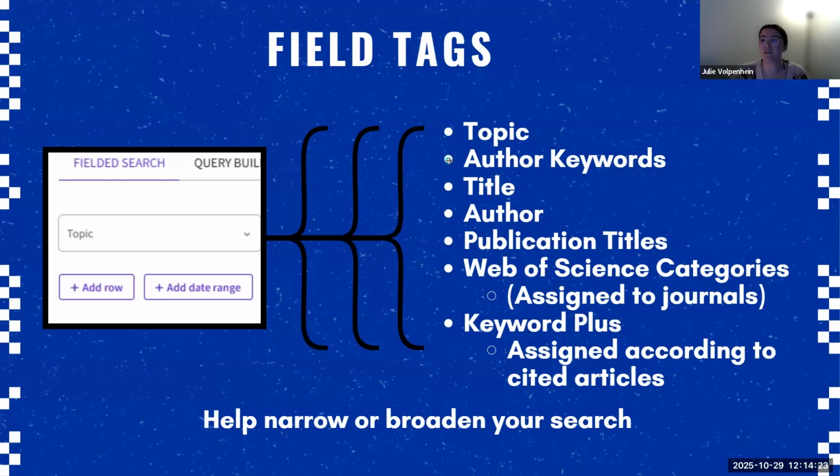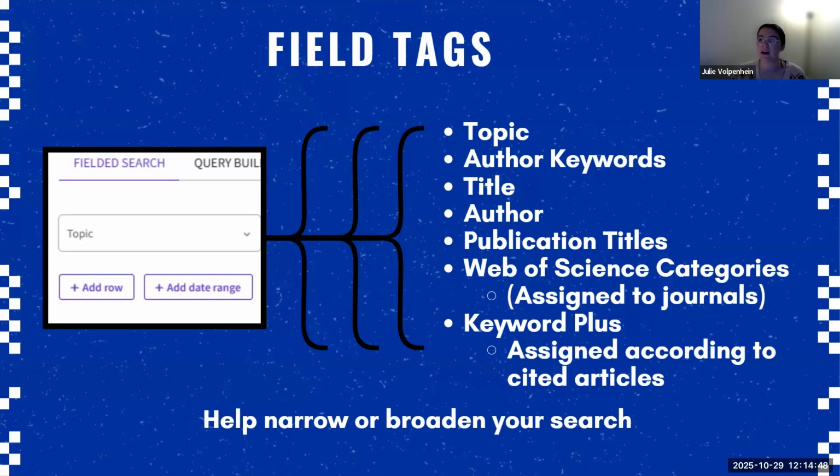You could get more narrow to those author keywords. Just remember what I mentioned about making sure that you're using synonyms if you go that route. You can do it by title, by author. You can even do it by publication titles. So if you only want articles about a certain topic, but only in these journals, that's a way that you could search. There's that Web of Science categories I spoke about.